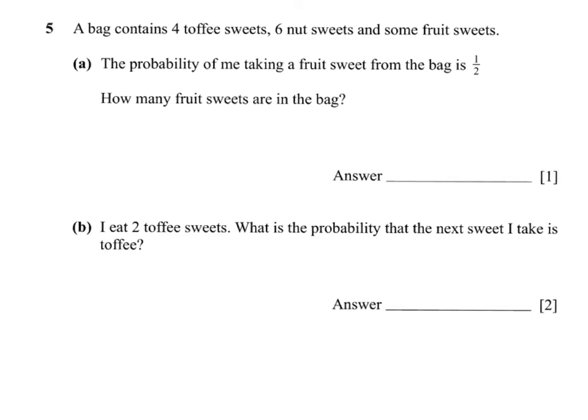If the probability of taking a fruit sweet from the bag is 1/2, that means that half the sweets in the bag are fruit. So it must be the same number as the toffee and the nuts. So that's 4 plus 6, and that's going to give us 10. We ate 2 toffee sweets, so we started with 4 toffee, 6 nut, and 10 fruit.